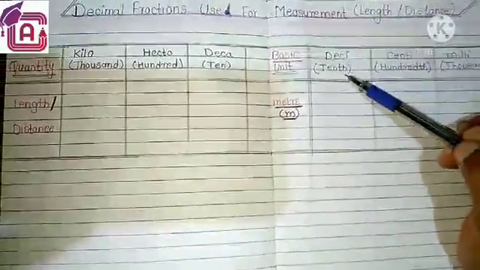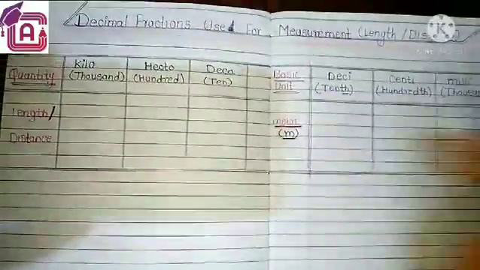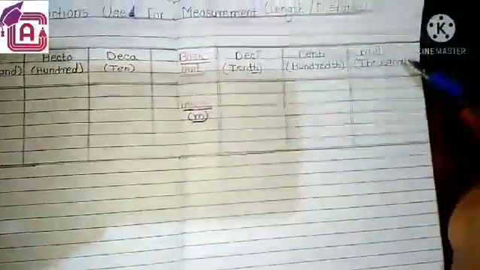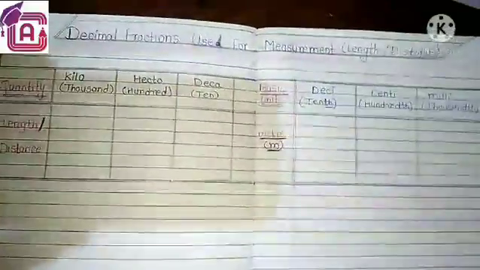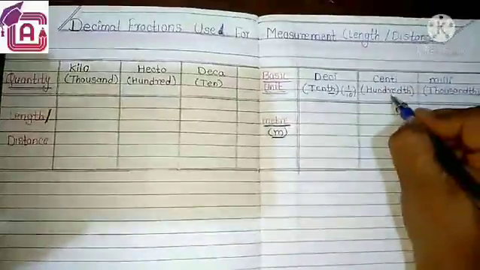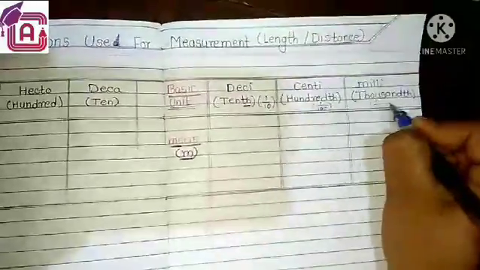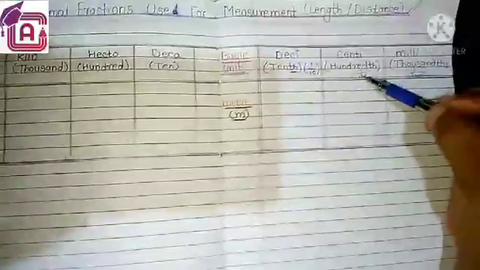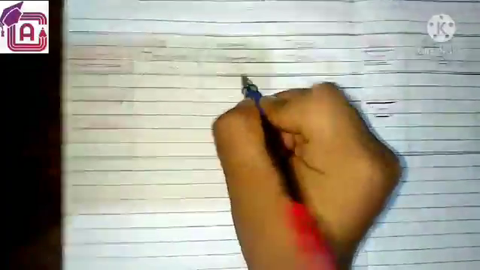Then deci. Deci means tenth, so the term th is added as a suffix to the number. Tenth, hundredth, thousandth: these are decimal fractions. The tenth means 1 upon 10. Hundredth means 1 upon 100. And thousandth means 1 upon 1000. So these terms are read as thousandth, hundredth and tenth, and we know 1000, 100 and 10.